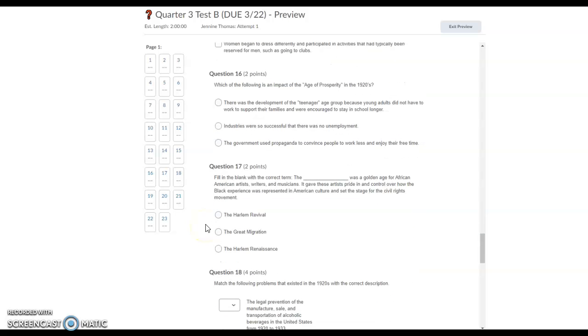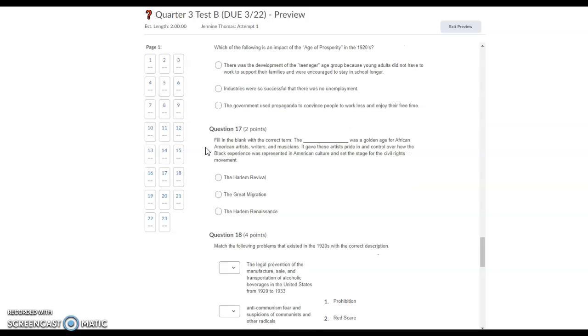Number 16, which of the following is an impact of the Age of Prosperity in the 1920s? There was a development of the teenager age group because young adults did not have to work to support their families and were encouraged to stay in school longer. Industries were so successful that there was no unemployment. The government used propaganda to convince people to work less and enjoy their free time.